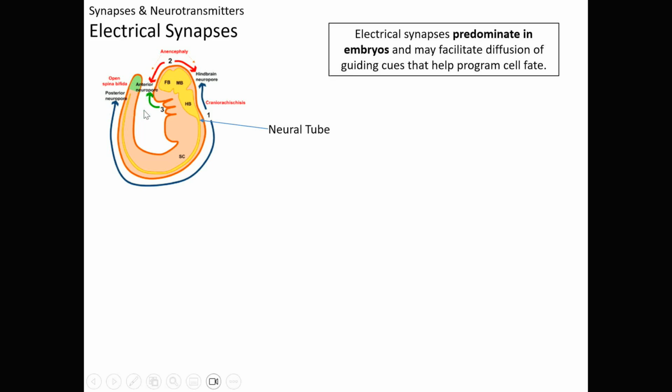So these guiding cues that I'm going to introduce you to in a moment, they are responsible for communicating to the neural tube where the different parts of the neural tube are located in the embryo to ensure that we actually develop the brain in the right region, brain structures in the right part of the brain, spinal cord in the right spot, et cetera, et cetera.